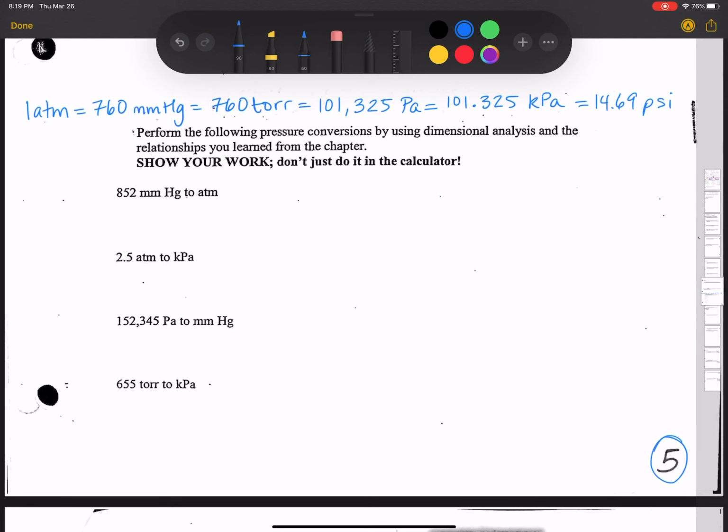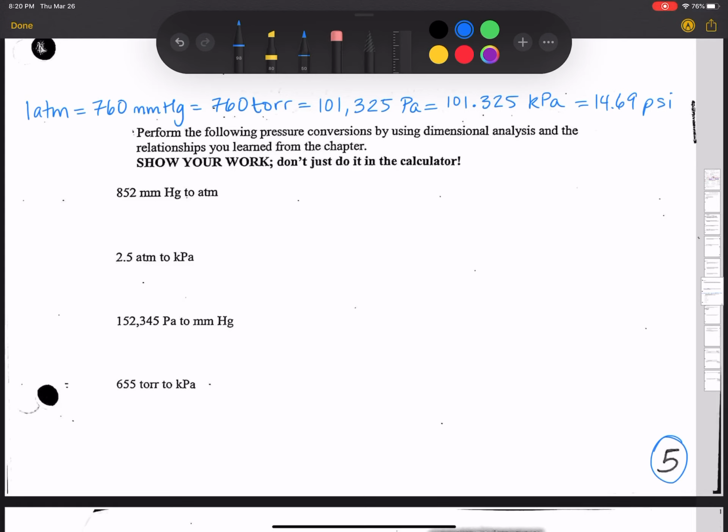If you notice, at the top of the page, I've listed out all of the unit conversions from my formula sheet. That way I don't have to look back and forth, and hopefully it'll make it a little bit easier for you to do. Please also make sure that you have a calculator out as well.